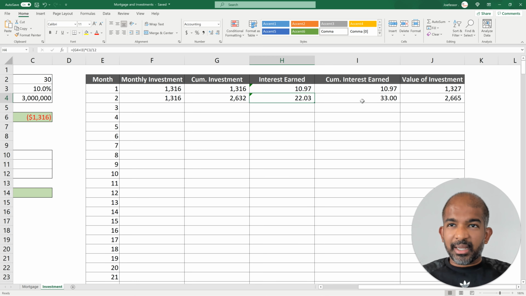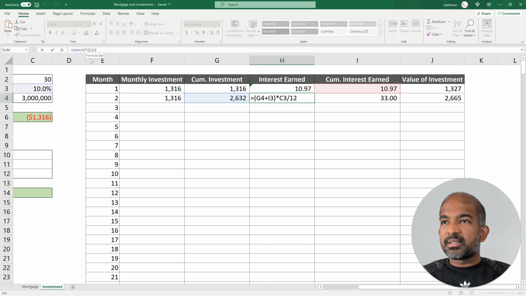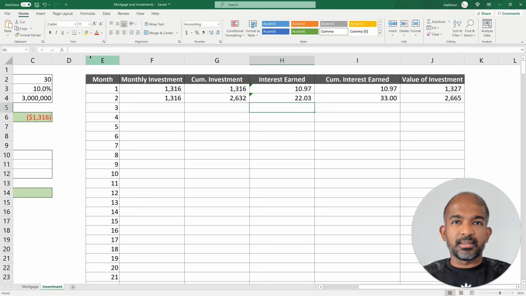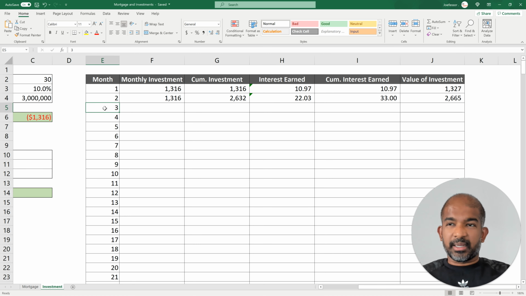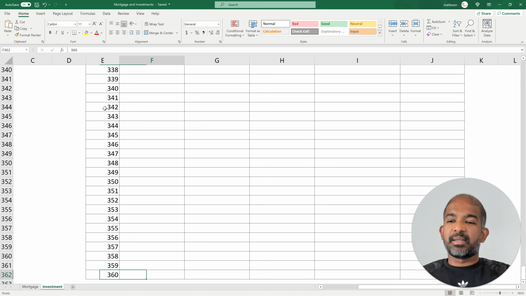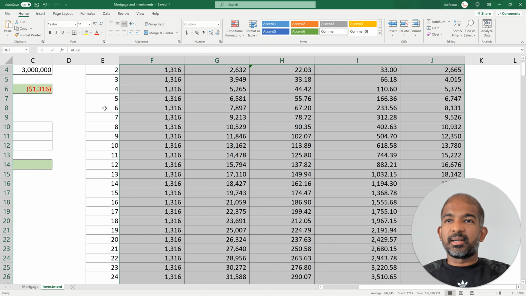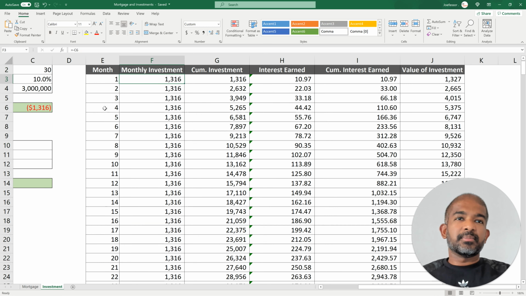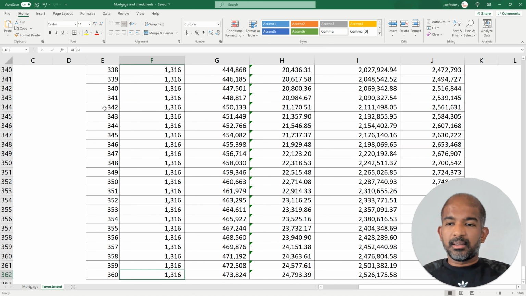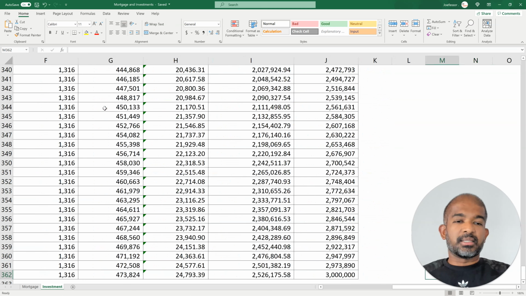Okay, so before I drag this formula all the way down, let me fix the referencing for the formula here, so I can continue dragging that. Okay, everything else should be fine. I've already created this template to go as far as 360 months, which is 30 years. So let's see how our investment progresses until then. At the end of month 360, you can see that our investment is worth 3 million.